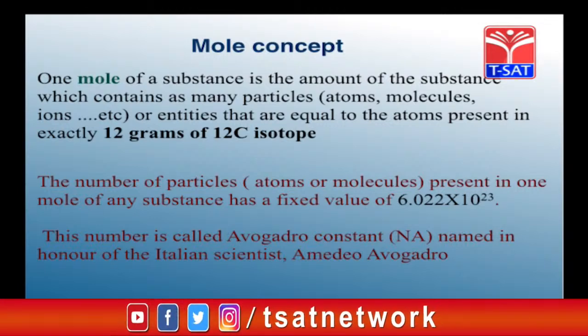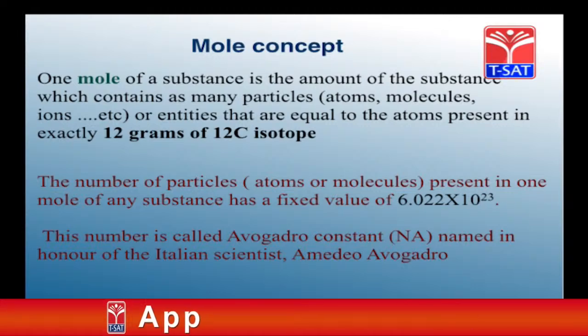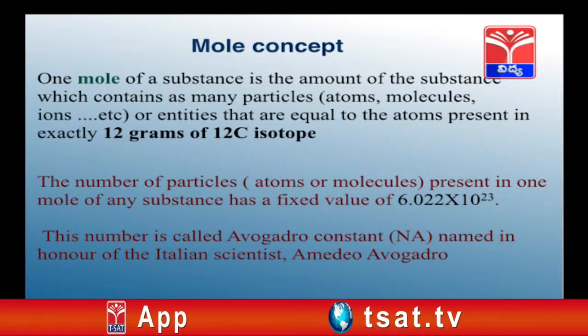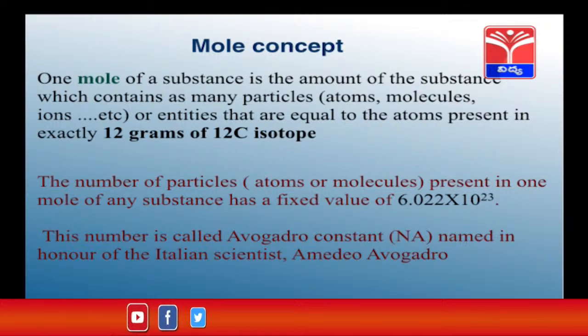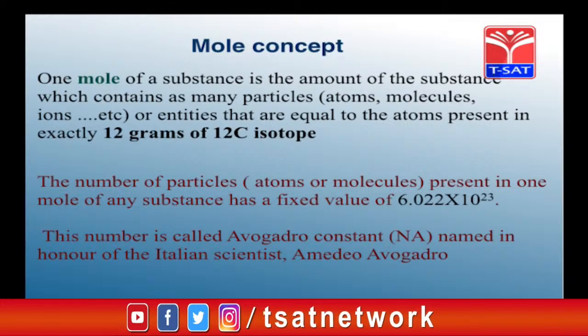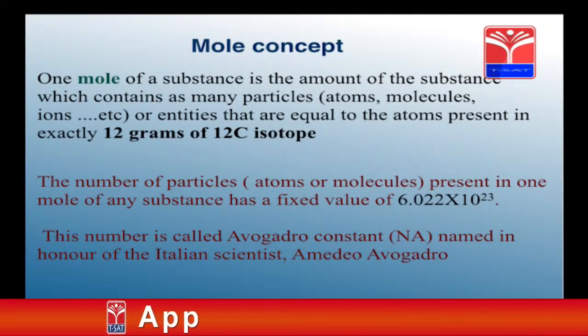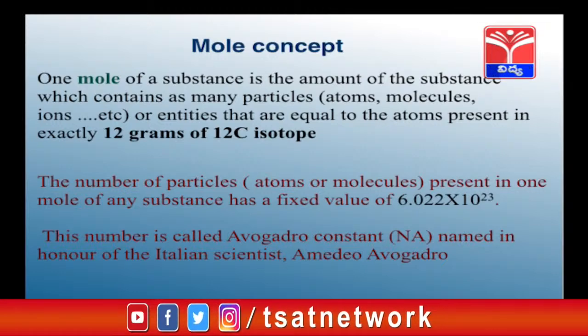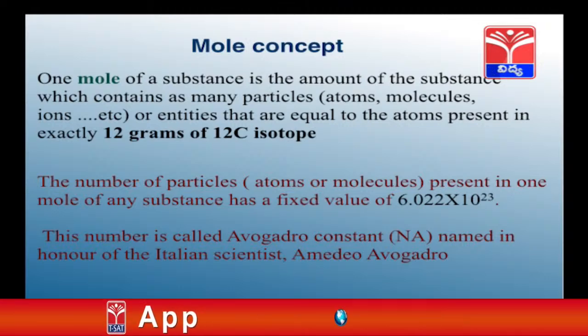Next one, mole concept. So, mole means what? 1 mole of a substance is the amount of the substance which contains as many particles, that may be atoms or molecules or ions, etc., or entities that are equal to the atoms present in exactly 12 grams of 12C isotope. So, the number of particles, that may be atoms or molecules, present in 1 mole of any substance has a fixed value of 6.022 into 10 to the power of 23. This number is also called the Avogadro constant, named in honor of the Italian scientist Amedeo Avogadro.